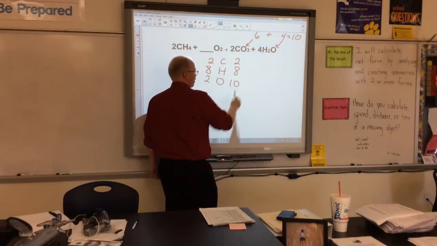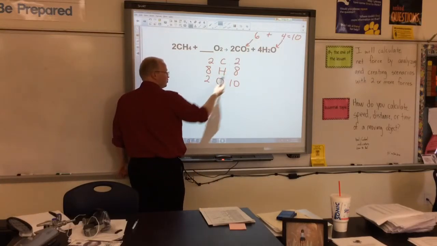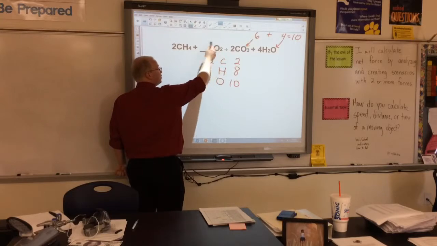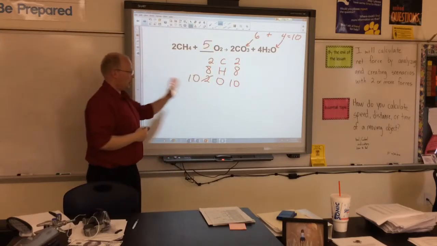So 10 oxygens. The only thing that's not balanced, my C's are fine, my H's are fine, I have to make my O's balance out. So what do I multiply here to make it 10 O's? 2 times 5, that gives me 10, and now I'm balanced.